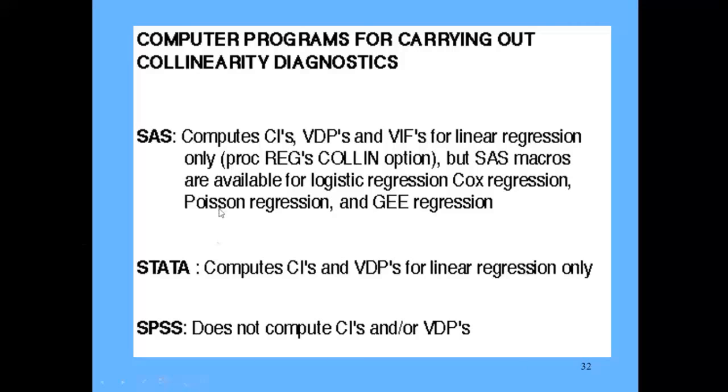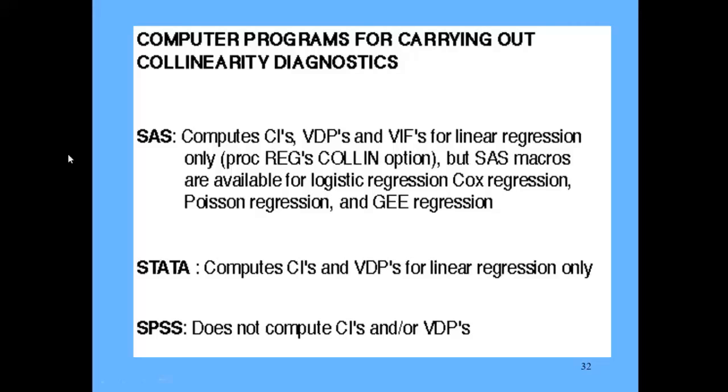Now, SAS, as I just said, computes CIs, condition indices, VDPs, and even VIFs using the colin option. But SAS macros are available for logistic regression, Cox regression, and other kinds of regressions. And Stata only does it for linear regression. It doesn't have a macro. And SPSS doesn't compute CIs or VDPs. So if you want to use another package, you have to use some other macro, or you have to write the macro to do it.